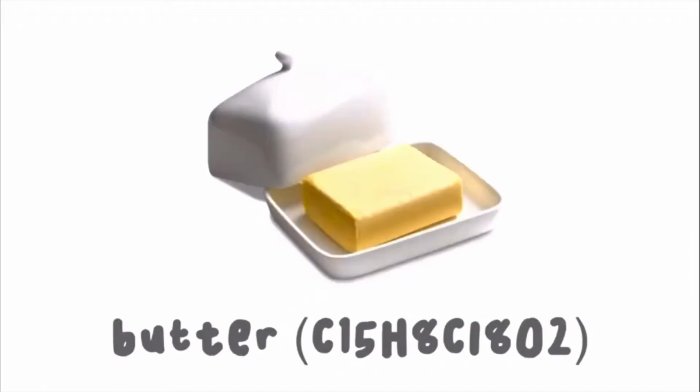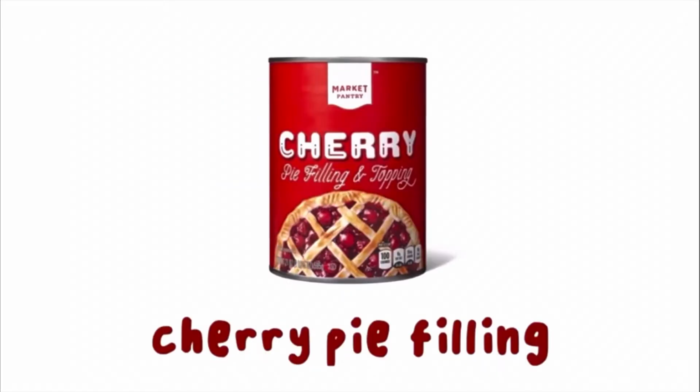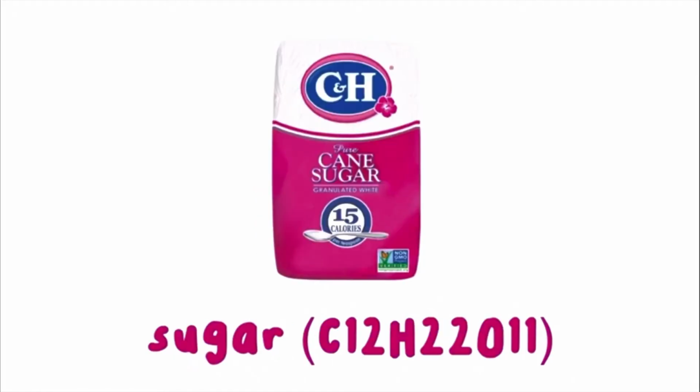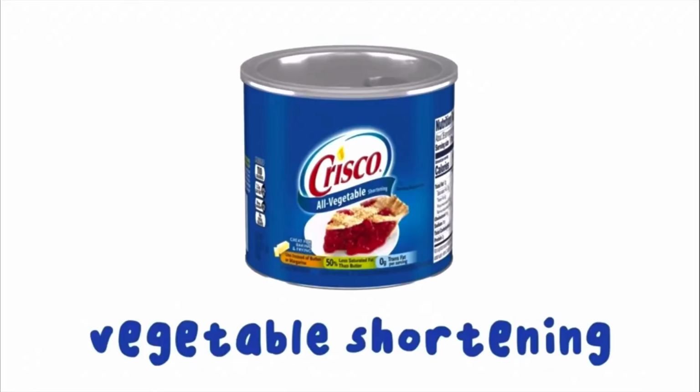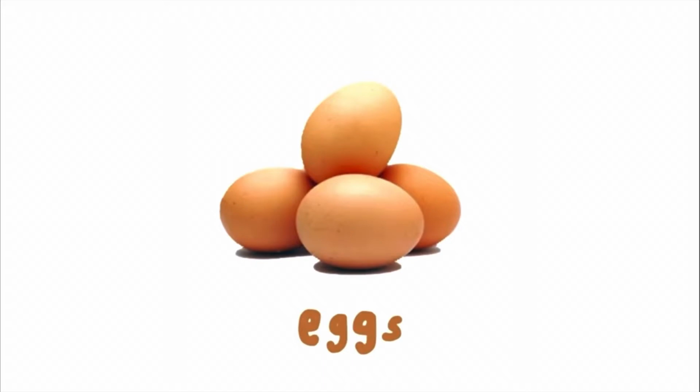Here are our ingredients: salt, butter, cherry pie filling, flour, sugar, baking powder, vegetable shortening, and eggs.